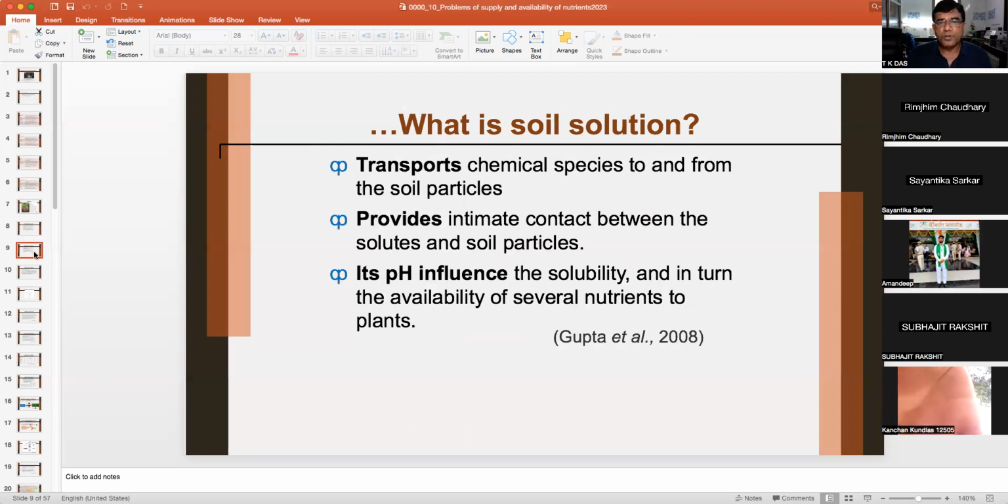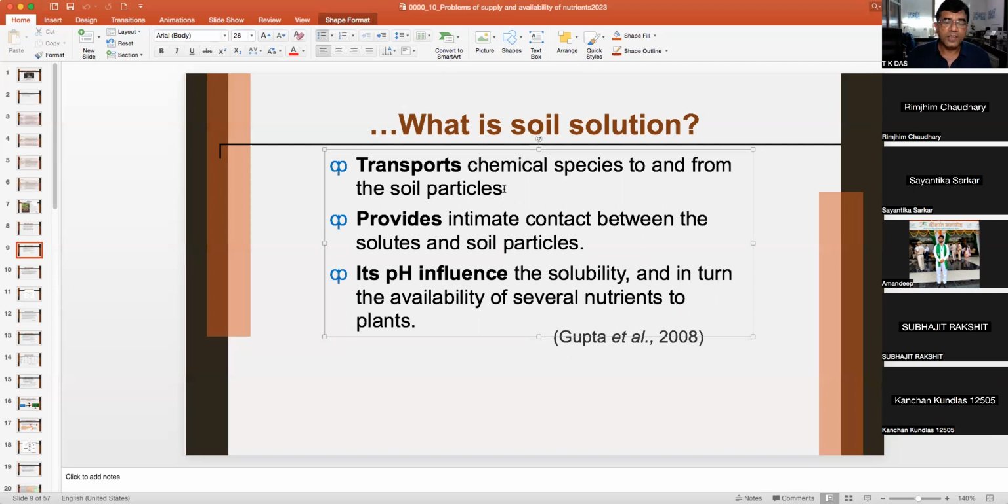Now, it transports chemical species to and from the soil particle. It means exchange of nutrients or ions also happens with the soil solution. The exchange of colloids, clay colloid or humus, will happen with the soil solution, cations or anions.